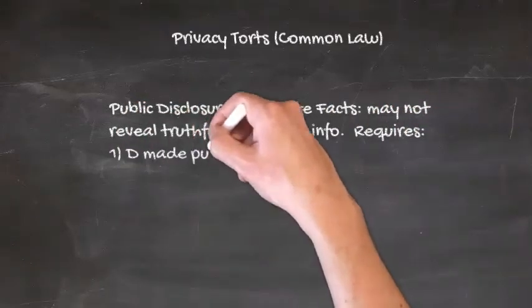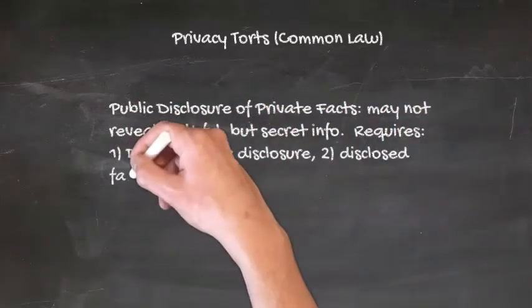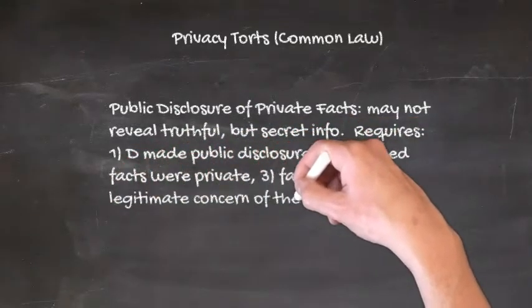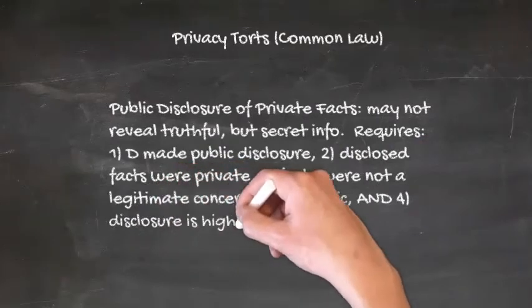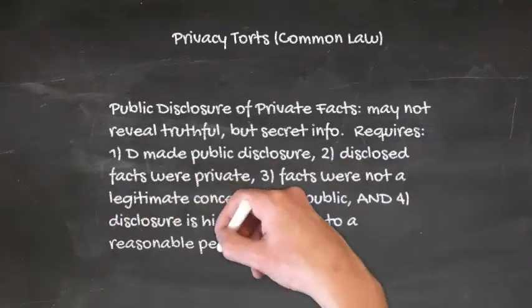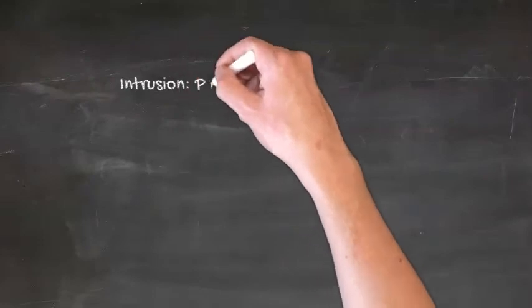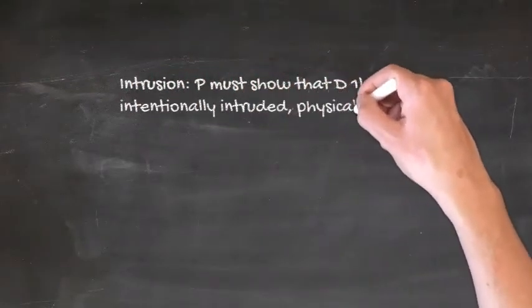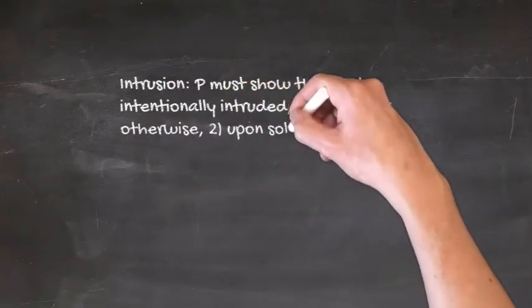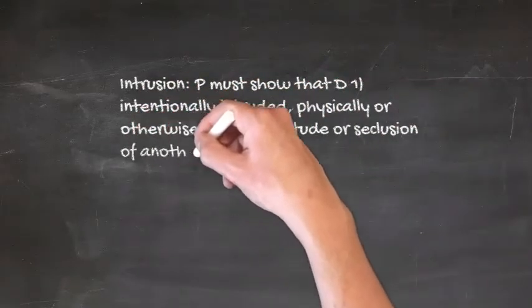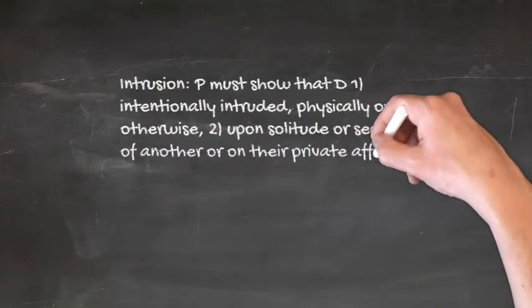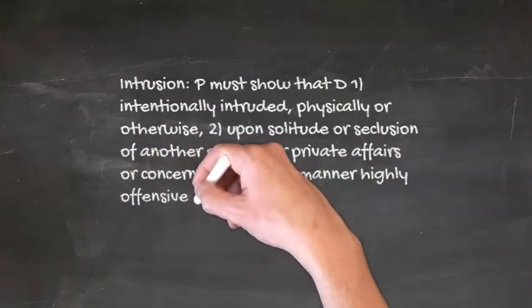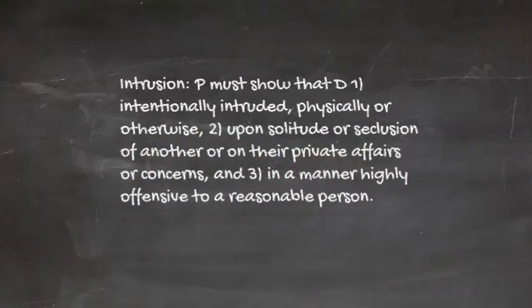So this is, I may not reveal any truthful but secret information about you. This requires that the defendant make public disclosure. They disclose facts that were private, the facts were not a legitimate concern of the public, and the disclosure would be highly offensive to a reasonable person. Okay. Now let's talk about the tort of intrusion. This requires that the plaintiff must show that the defendant intentionally intruded upon the solitude of another and in a manner highly offensive to a reasonable person. Again, reasonable person.